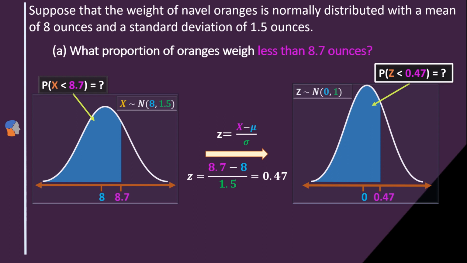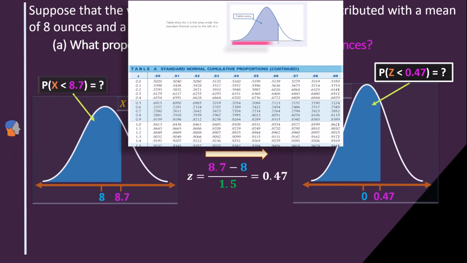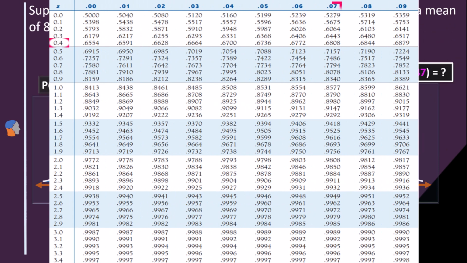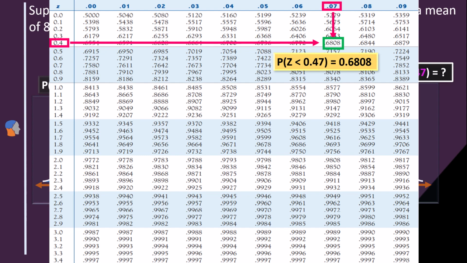Now, can we use the table? Yes, we can. First, check the two conditions. We have z value and also we have less than. Yes, both conditions are satisfied. Again, here we are looking for the area left of 0.47. The z table always gives the area left of z value. Therefore, we can directly use the z table. To find the probability, we check the corresponding probability using the table, that is 0.6808. That is the probability of z less than 0.47.